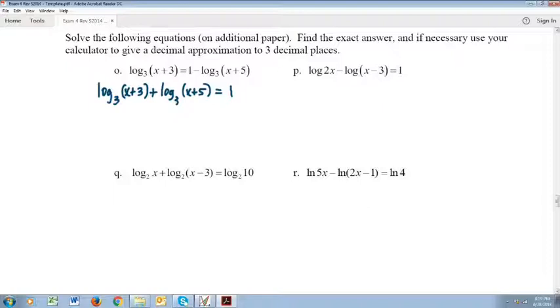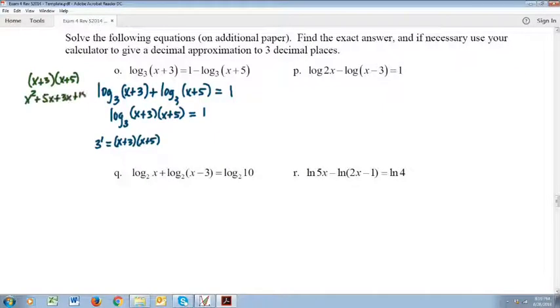And so now I can use the product rule to combine this into one log. So it's very similar to the one that I just did. And let's go ahead and change to exponential form. So it'll be 3 to the 1st power equals x plus 3 times x plus 5. I'm going to go ahead and FOIL this off to the left. And so we're going to end up with 3 is equal to x squared plus 8x plus 15.